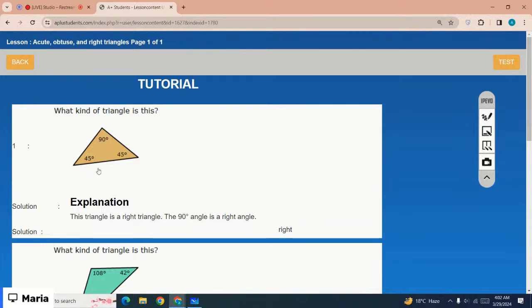What kind of triangle is this? You can see here one of the angles is 90 degrees. The other two angles are 45 degrees, right? So whenever you have a 90-degree angle in a triangle, the triangle is known as a right angle triangle, right? A 90-degree angle is always a right angle triangle. Got it?